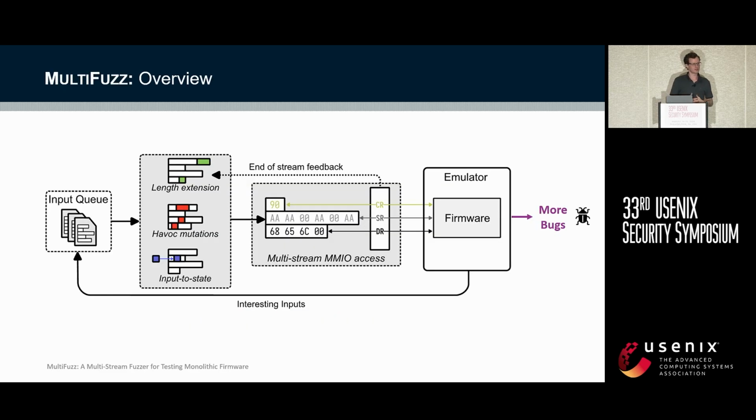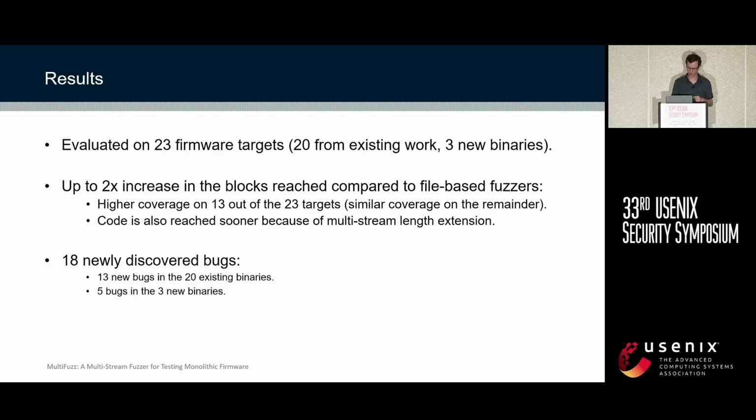So we can combine all of these features together to build a new monolithic firmware fuzzer, which takes advantage of this multi-stream input representation with the various different length extension stages and stream-specific mutation techniques to better fuzz firmware and hopefully find more bugs. There's a bunch of other smaller details in the paper if you're interested, so please check that out or talk to me afterwards. So we evaluated this on a bunch of different firmware targets, and compared to file-based fuzzing, MultiFuzz achieves better or equivalent coverage on all of them and can find all bugs as well as some new bugs.